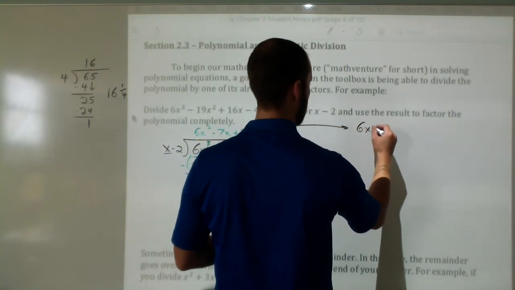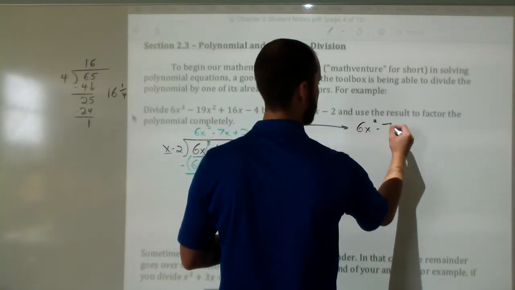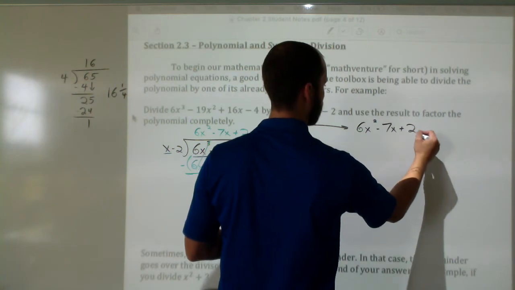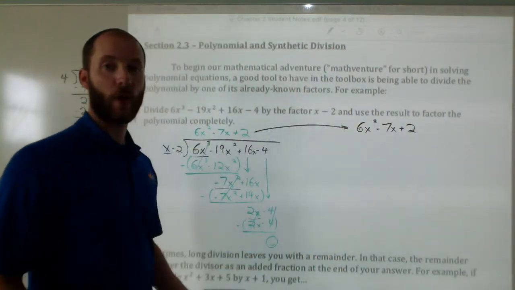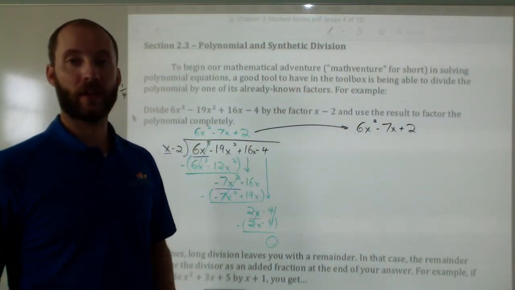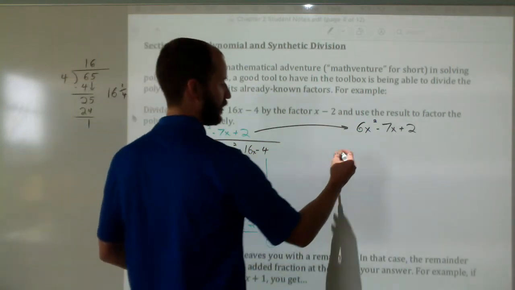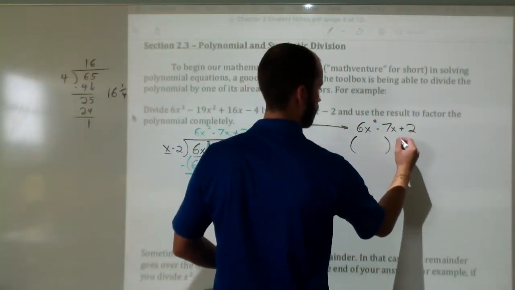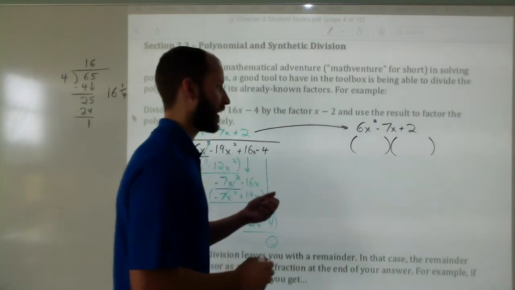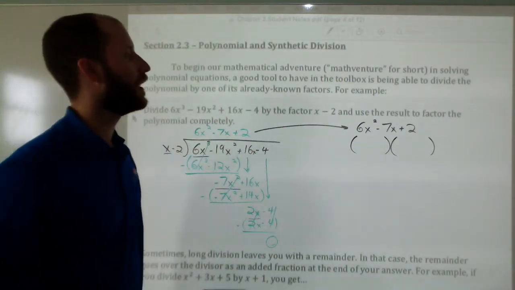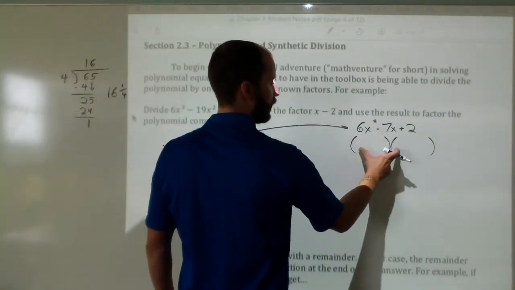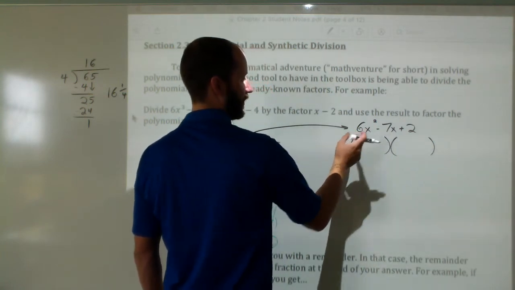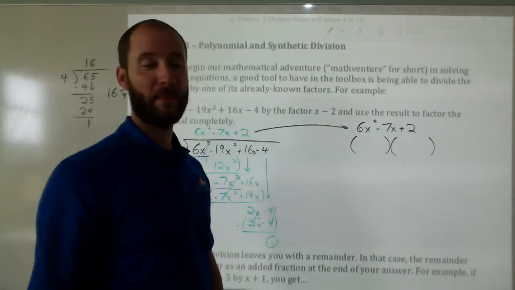6x squared minus 7x plus 2. This is a quadratic. Usually the quadratics that we work with are written to be easily factorable. So, two sets of parentheses. The first two terms have to multiply to give us 6x squared. There's a couple of ways that could happen.